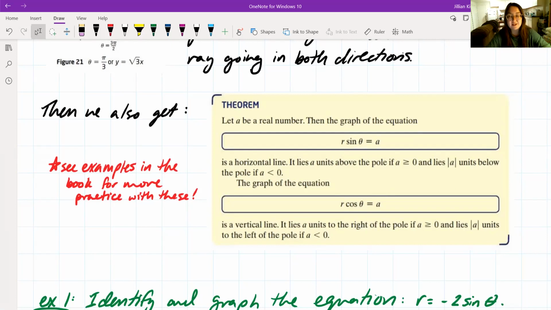Then the graph of the equation r cosine of theta is equal to a is going to be a vertical line. It lies a units to the right of the pole if a is greater than or equal to 0, and lies the absolute value of a units to the left of the pole if a is less than 0. So now we just have our two theorems stating basically what the equations of graphs of horizontal and vertical lines would end up looking like.